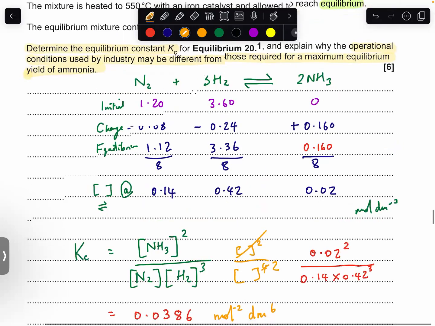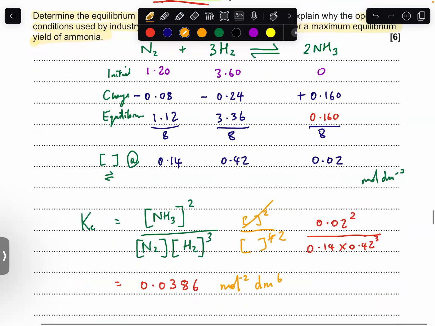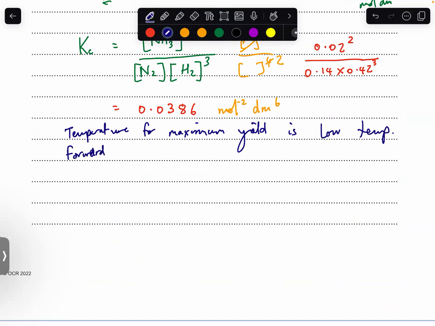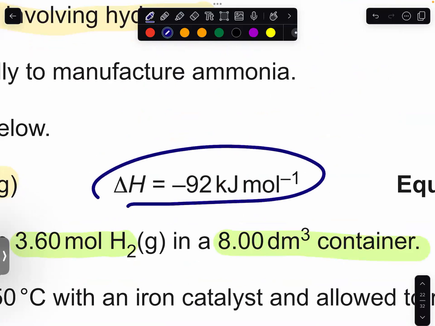It's asking about why the operational conditions used in industry may be different from those required for maximum yield of ammonia. Now you see, for temperature, maximum yield is low temperature. Why? Because the forward reaction is exothermic, as shown in the question over here.